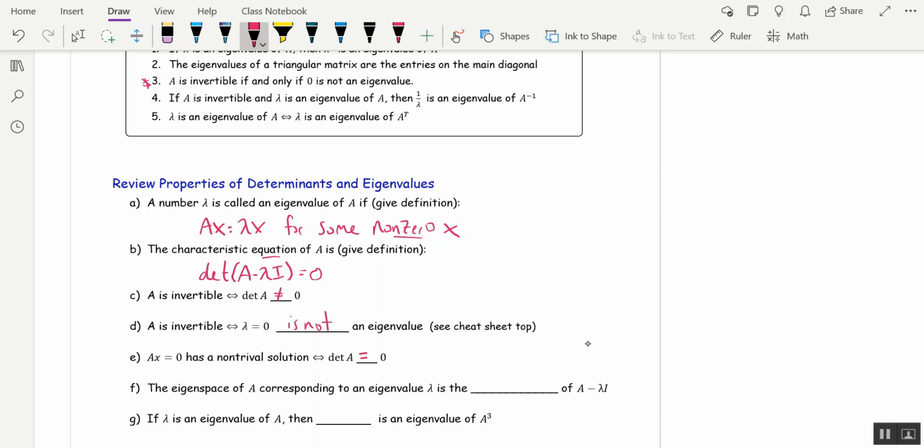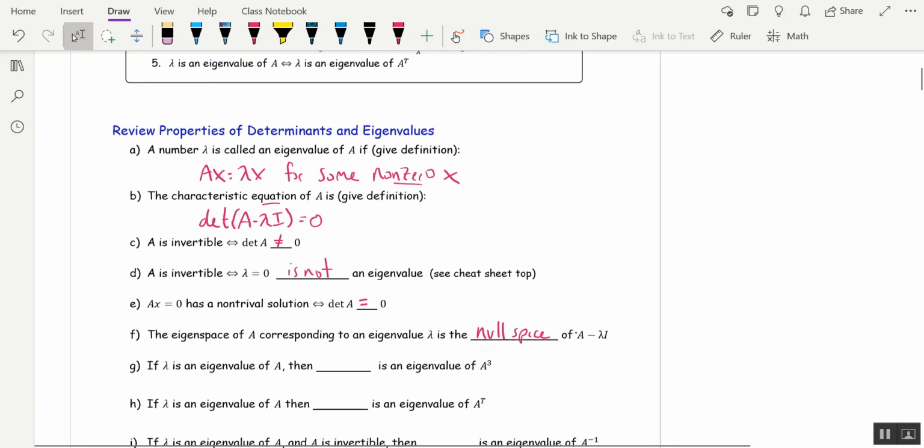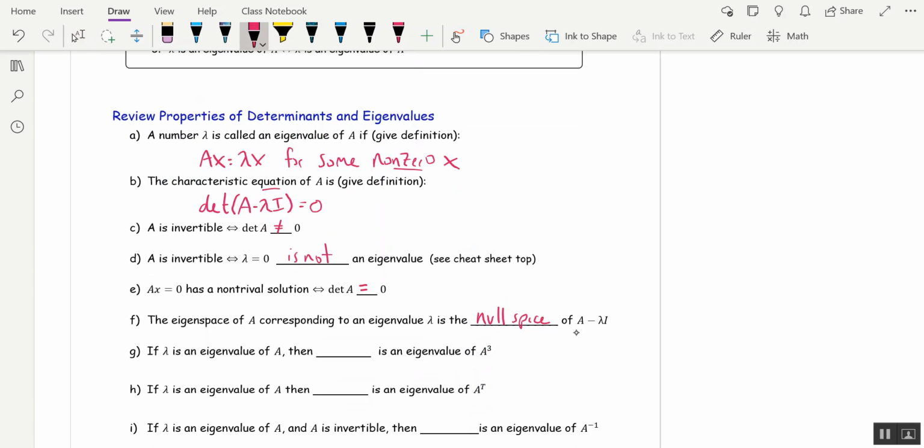The eigenspace of A corresponding to an eigenvalue lambda is the, well, what would go in the slot? Null space of A minus lambda I. That's what an eigenspace is. It's a null space. If lambda is an eigenvalue of A, then what is an eigenvalue of A cubed? That, again, is from the properties above: lambda cubed. But the eigenvector is the same eigenvector as A has. So if lambda is an eigenvalue of A with eigenvector x, then lambda cubed is an eigenvalue of A cubed with eigenvector x. Same eigenvector.